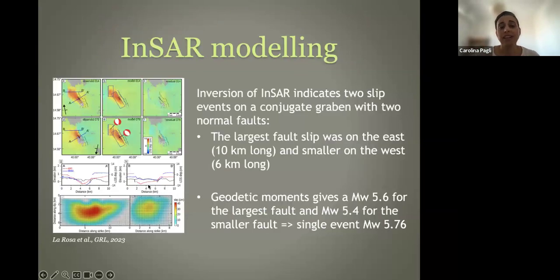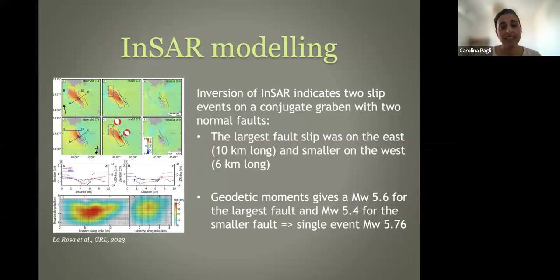So we were lucky enough to have very many nice InSAR acquisitions, and we can constrain these two faults very well. So we know exactly how long they are, and we can calculate their geodetic moment. The first one was the largest, this one, and it was a 5.6. The second one, this one, a 5.4. And this corresponds fairly well to what was recorded seismically, because the total seismic moment was about 5.7, corresponding quite well to the total.